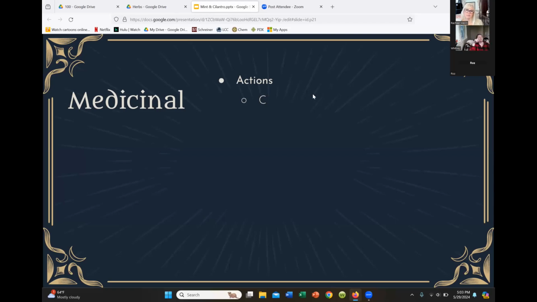Oh no, I couldn't really find any medicinal actions other than stimulant, I think is the only one. I looked in my textbooks and my books, and I didn't really find any actions for it. And when I looked online, everybody listed different actions. So I'm not really sure medicinally what it would be used for.